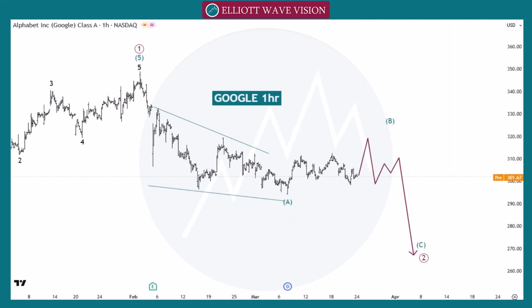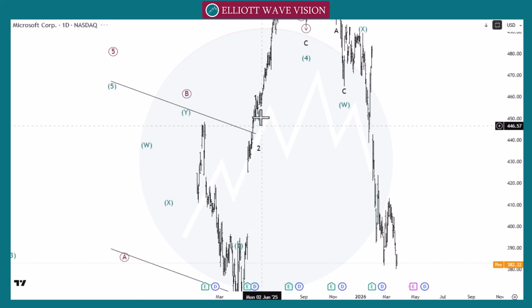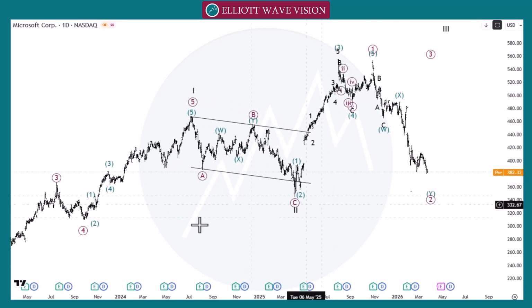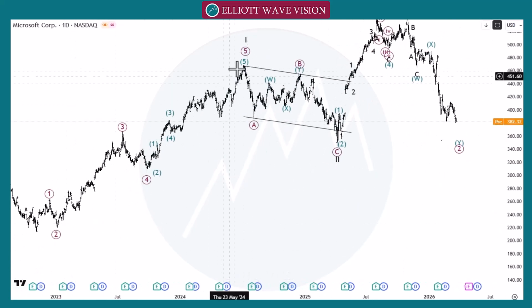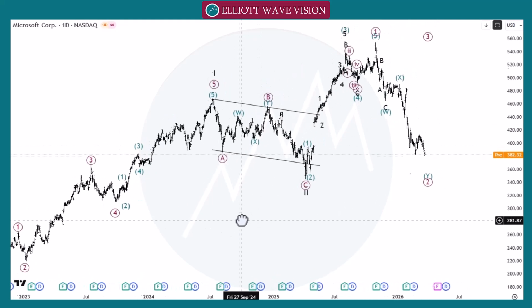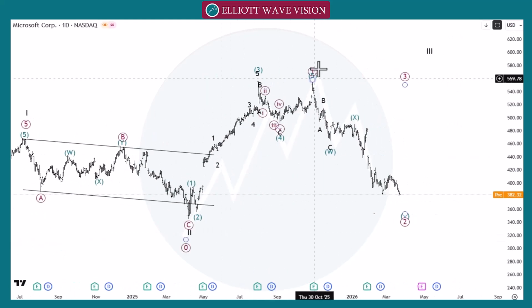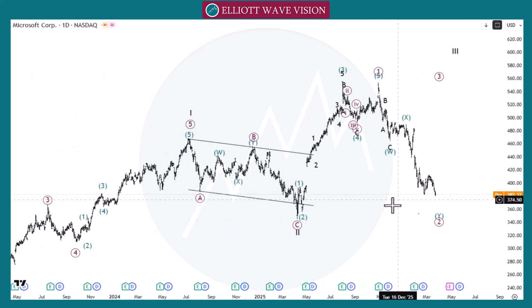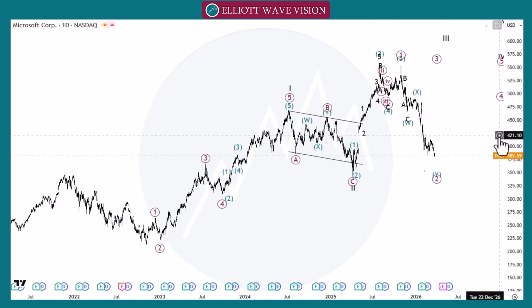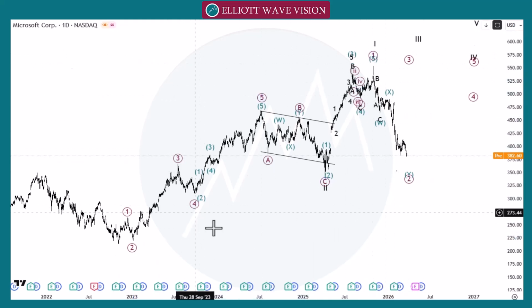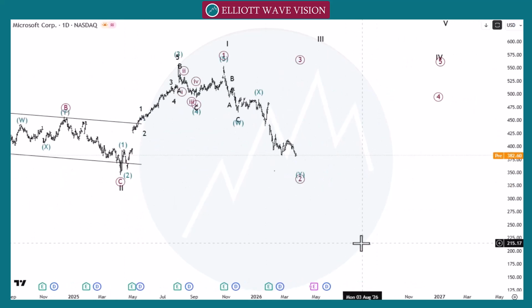So let's check the next pair, Microsoft Corporation. So in this pair, after the strong impulsive move, like black wave 1, black wave 2, now we are looking for this move as a brown wave 1 and brown wave 2. Or we can count differently, like we can count this move as a black wave 1 at this point, then we need to change our count wave 1, wave 2, wave 3, wave 4 and wave 5 at this point. We can count differently.